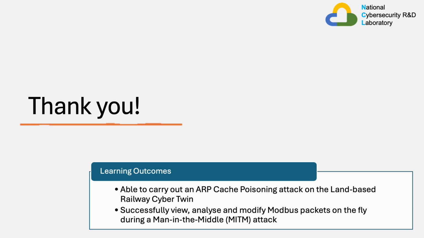Okay, that's the end of this attack workshop. I hope you can now understand and carry out an ARP cache poisoning attack on the railway system. In addition, I hope you can view, analyze, and modify the target's Modbus packets while they are passing through the attacker VM to execute a successful man-in-the-middle attack.